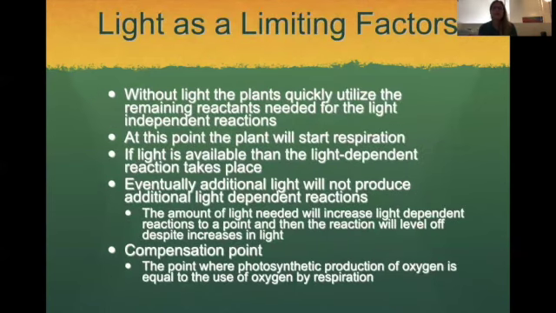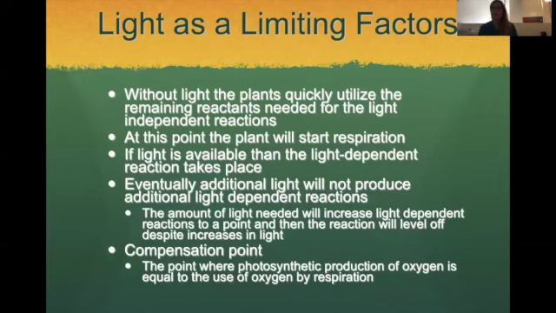Light is a limiting factor. Without light, the plants will quickly utilize all of the remaining reactants needed for the light-independent reaction. At this point, the plant starts respiration. Oh my gosh, plants do respiration. So the plants need light in order to do photosynthesis.